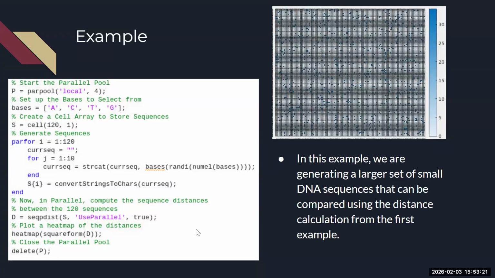Now, one interesting thing you'll notice here is that there are two for loops. There's a par for on the outer, and there are nested for loops here. There's a for loop for I equals 1 to 120 and a for loop for I equals 1 to 10. The I equals 1 to 120 is generating 120 base pair sequences, just like the first example. And then the 1 to 10 is generating each individual sequence, sticking 10 characters together.